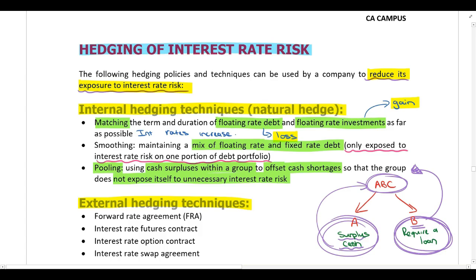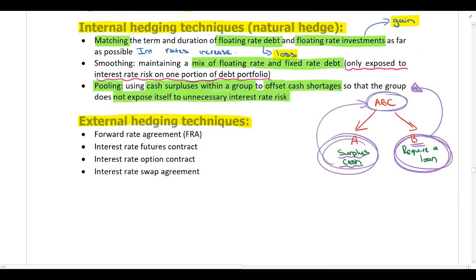So those are the different internal hedging techniques that companies can consider looking at. In addition to the internal hedging techniques, we also have external hedging techniques where we can use forward rate agreements, interest rate future contracts, interest rate option contracts, and interest rate swap agreements.